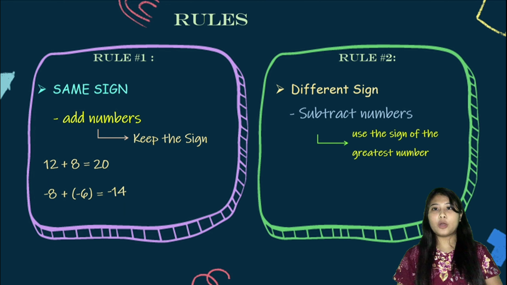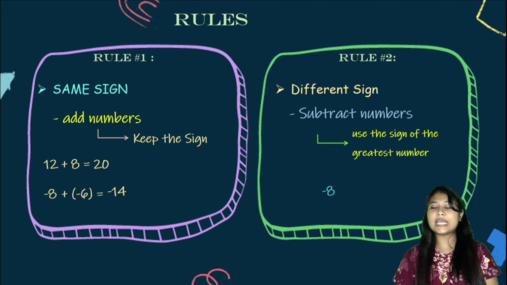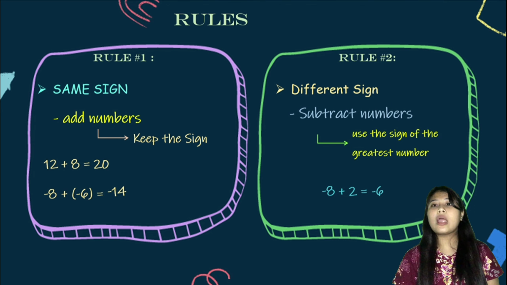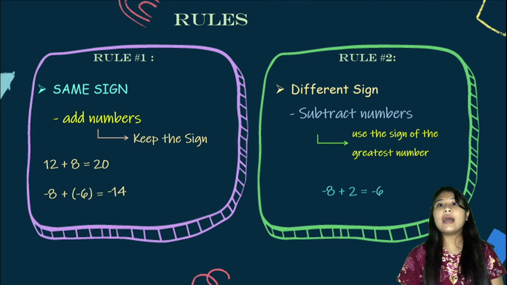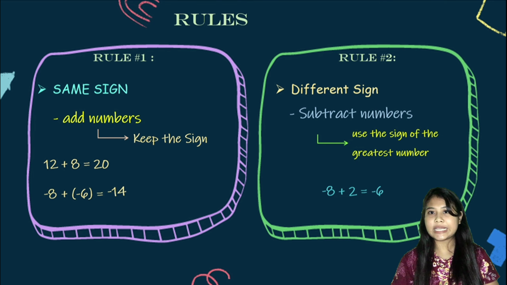For example, -8 plus 2 is equal to -6. As you can see, -8 is the greater number and it contains the negative sign. Therefore, we should copy the sign of -8 and the sum will become -6.